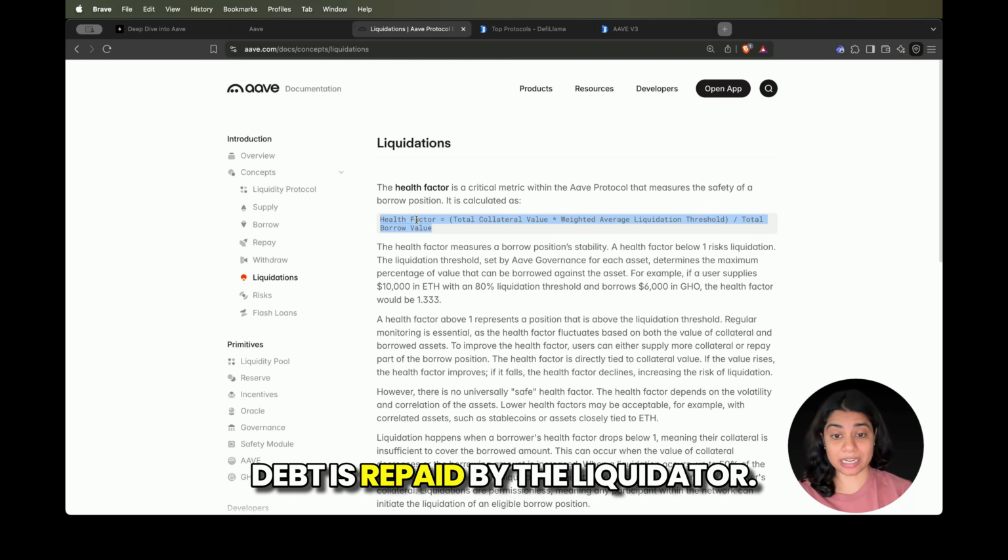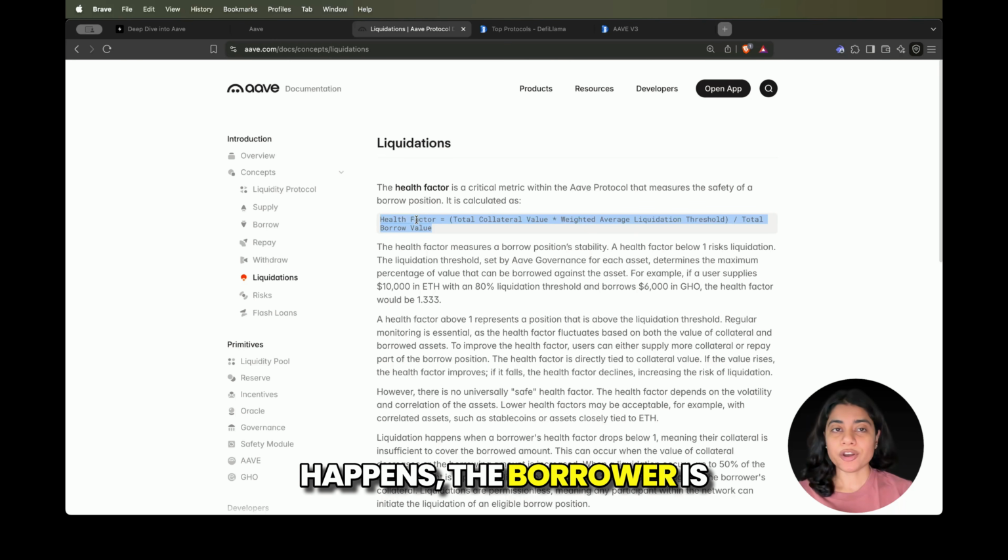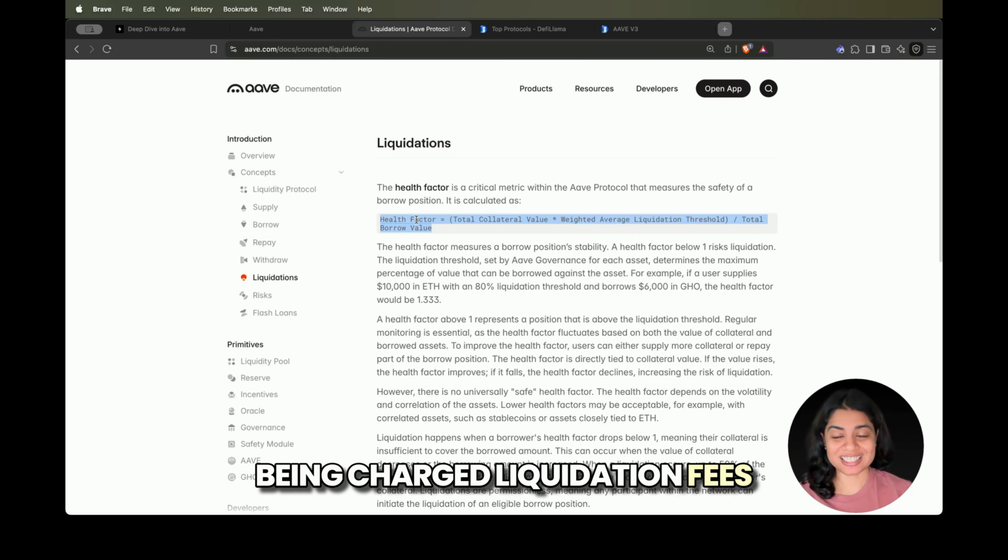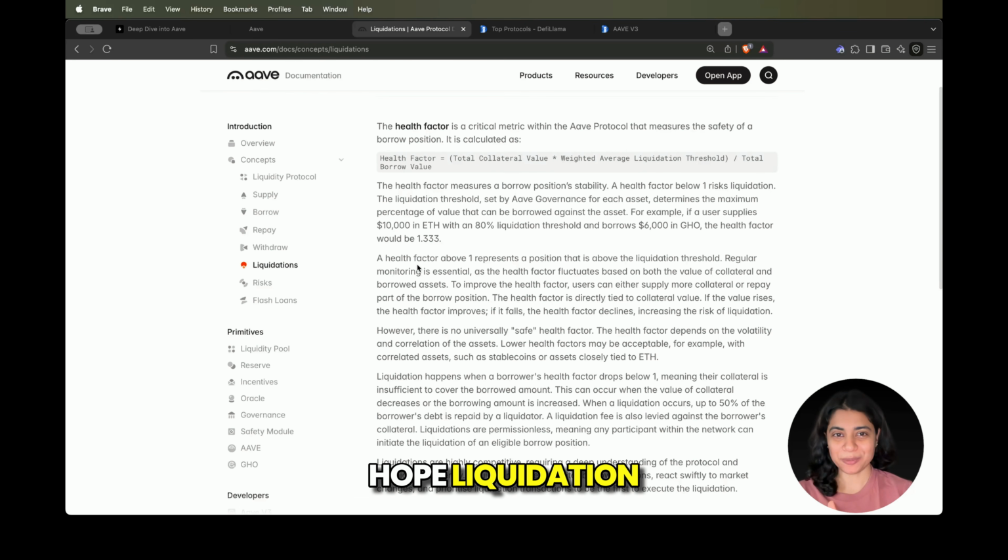So what happens in case of liquidations is usually up to 50% of a borrower's debt is repaid by the liquidator. And then whenever a liquidation happens, the borrower is charged liquidation fees to ensure that the protocol doesn't incentivize such activity. I hope liquidation is clear to you.